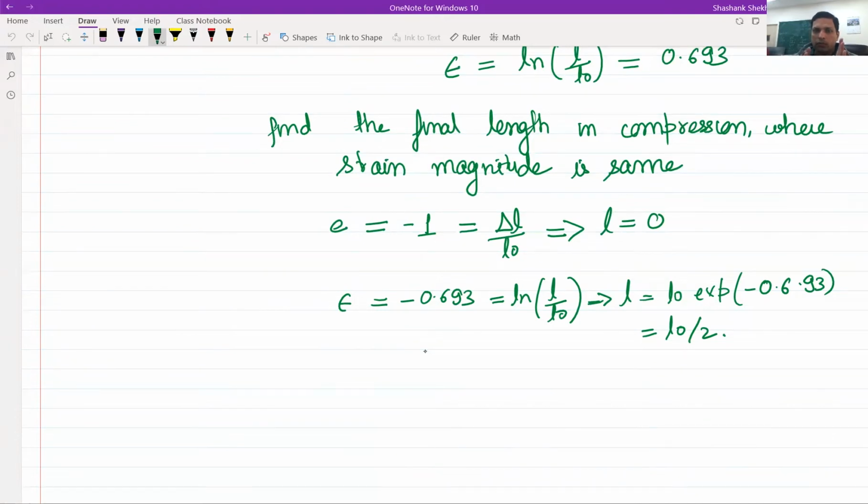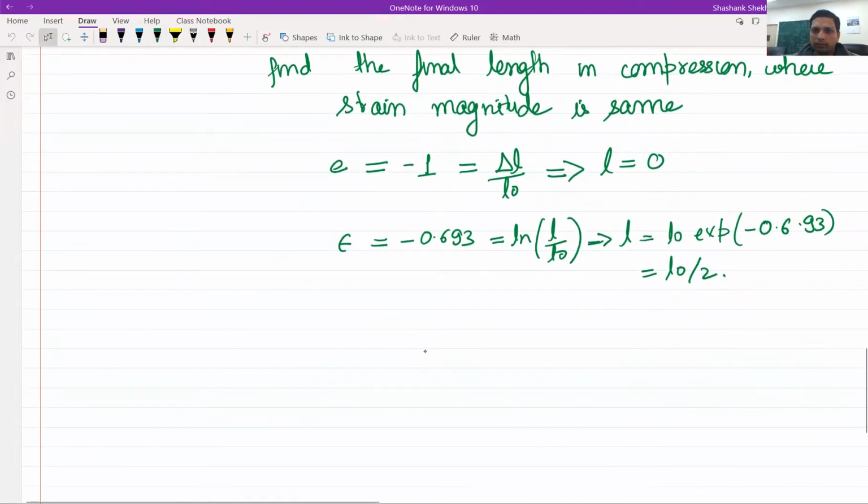Now look at it. What is the implication? If you take a rod and double it, the true strain is 0.693. You compress it, bring it back to its original length, which is now half the new length. Then you are giving a strain of minus 0.693. So the final change in length is 0. And the total strain is plus 0.693 minus 0.693, which is equal to 0. Therefore, true strain can also be algebraically added and subtracted. That way, true strain looks to be more useful when we are doing mathematical calculations.